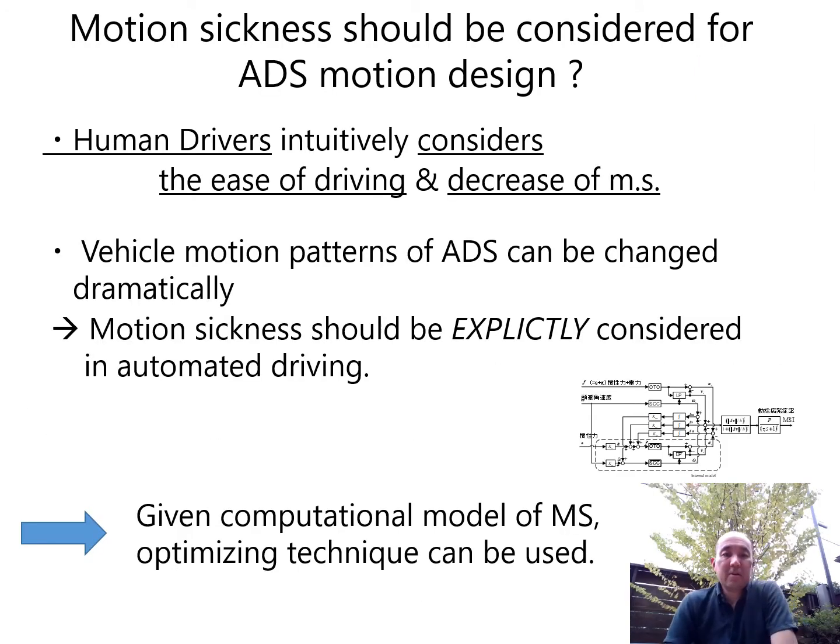Okay, so let's discuss why motion sickness should be considered for ADS motion design. For a manual driving car, the human driver intuitively considers the ease of driving and the degree of motion sickness. But the vehicle motion pattern of ADS can be changed dramatically, so the motion sickness should be explicitly considered. Now we have the computational model, so given the model of motion sickness, the optimization technique can be used.